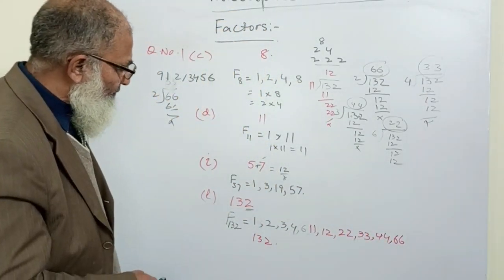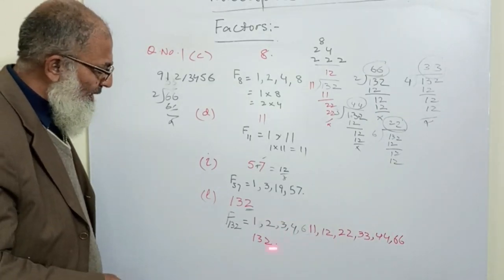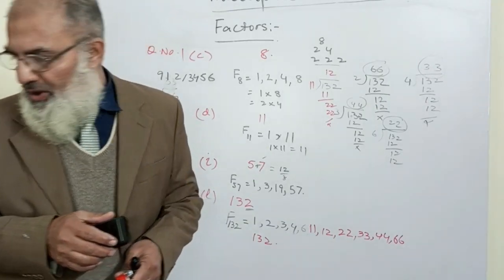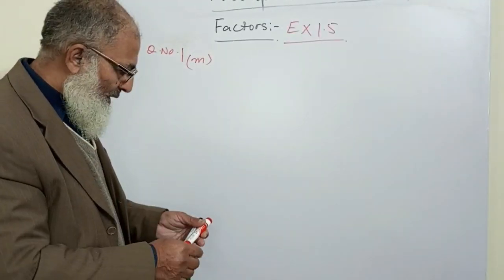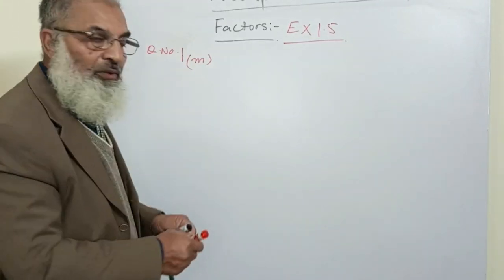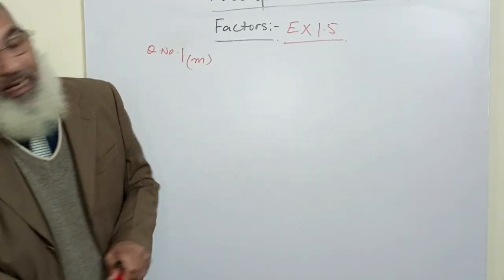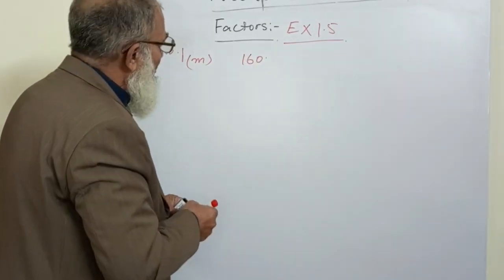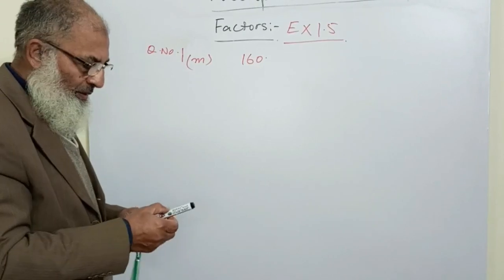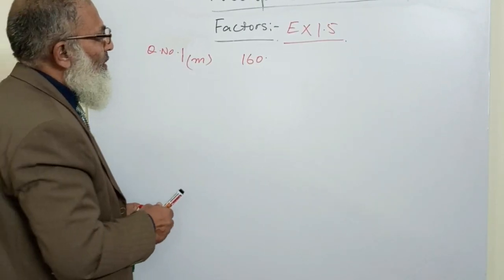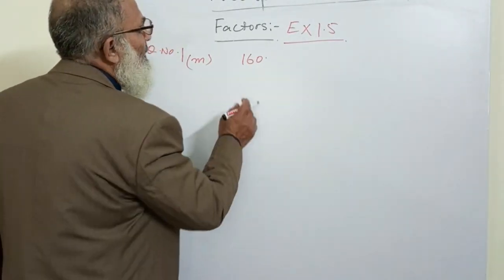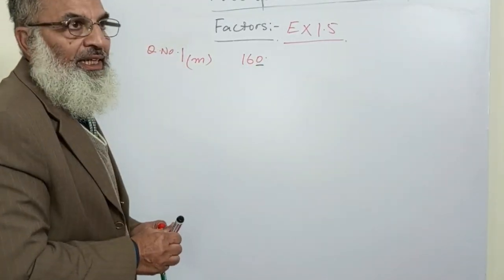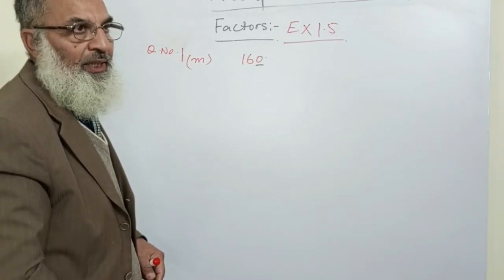So my dear students, this was quite an interesting question. So dear students, let me proceed to the next part. Now question number 1, part M, and that is 160. So dear students, as I told you for the last digit in the last part, similarly here you can see that we have a 0 over here.